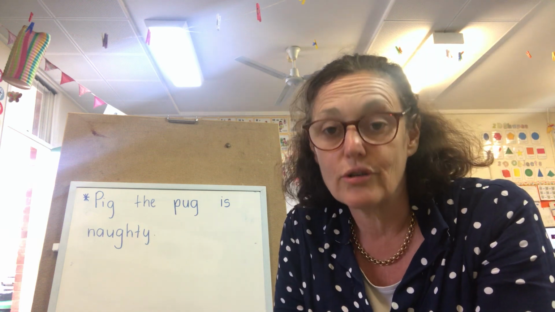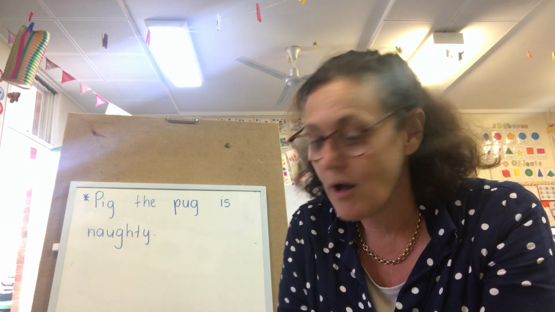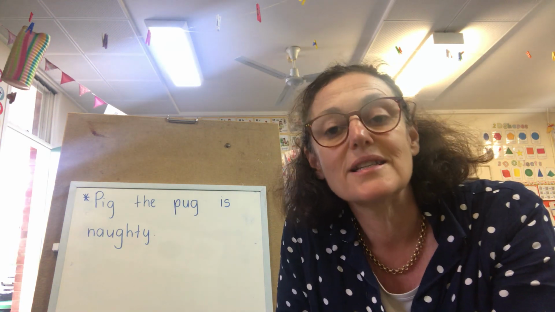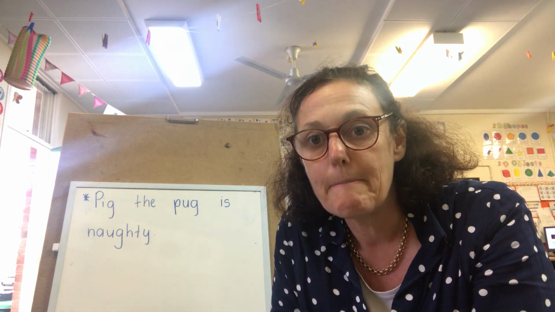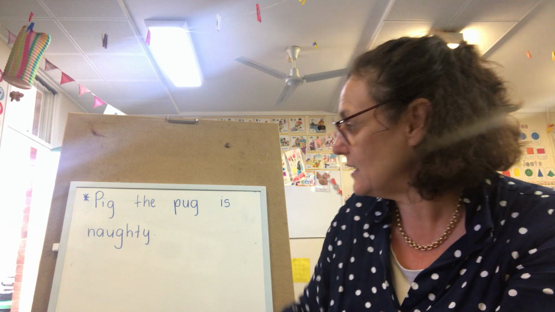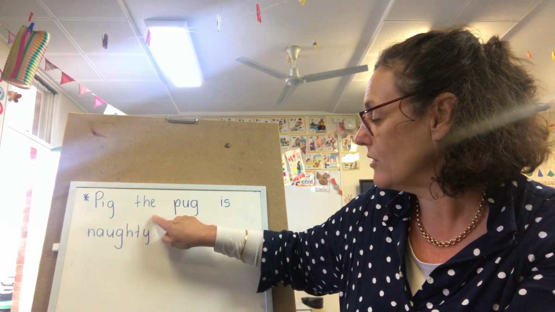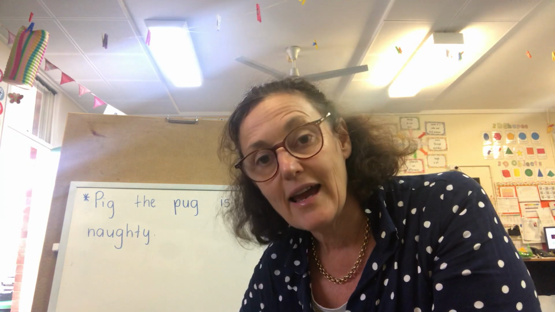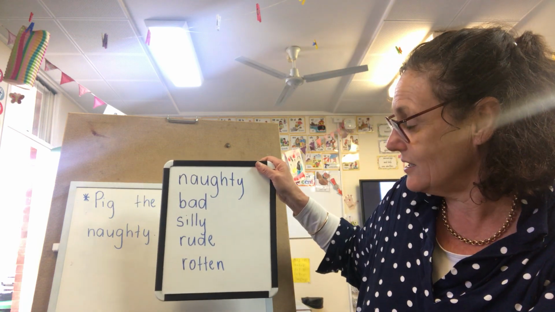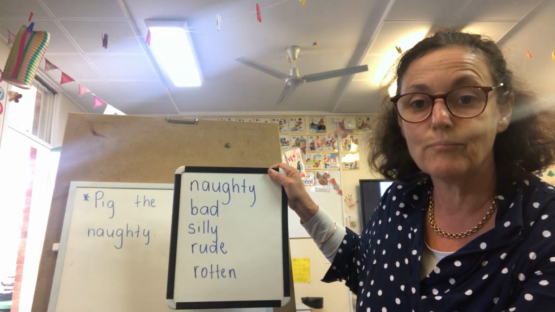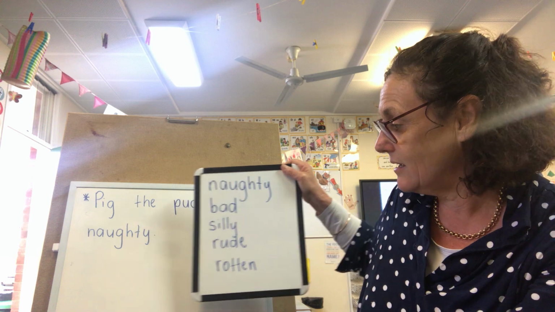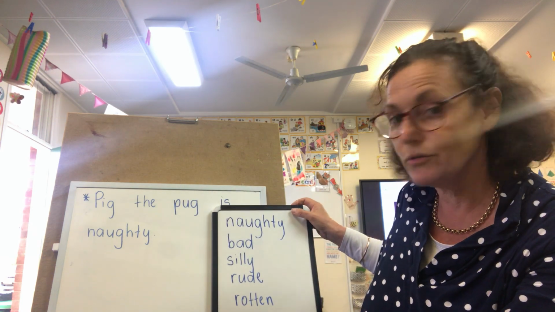Now it's your turn to write your own story. I'm going to give you the tricky words that describe Pig the Pug, but I want you to write the beginning. So you need to write Pig the Pug is, and then you choose your own ending. Pig the Pug is bad. Pig the Pug is silly. Pig the Pug is rude.